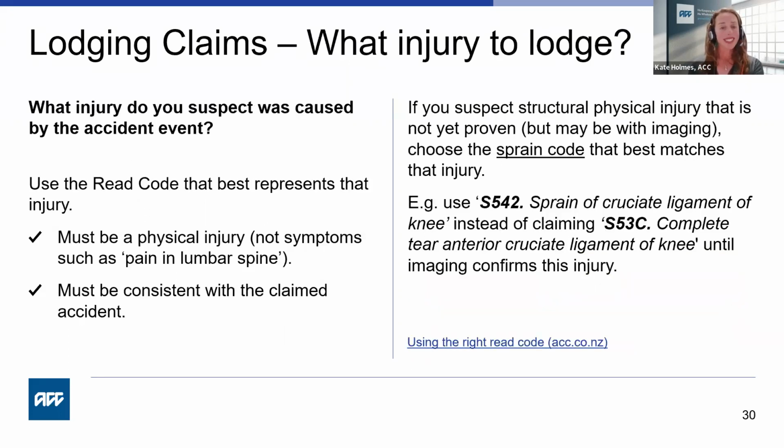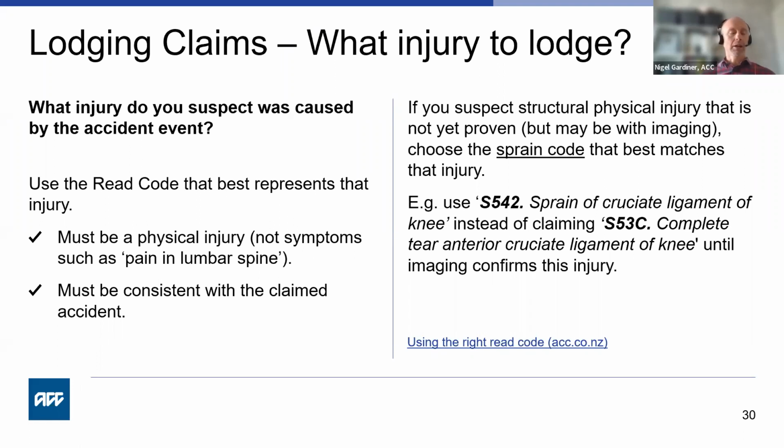Okay, moving to Nigel. Thanks, Kate. So on that note, what injury do you put on the claim? Well, sometimes there's a clinical suspicion of an injury, but you might not necessarily have absolute proof of it. But if you can put the closest sprain type injury that matches that body site on the claim, if that makes sense to you and is causally linked to the accident, then that's the best fit at that point in time.